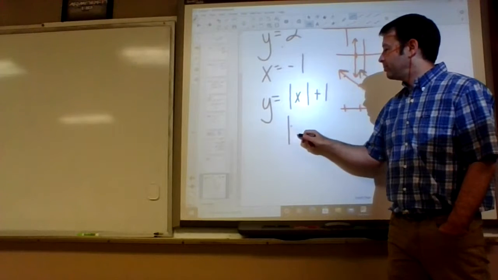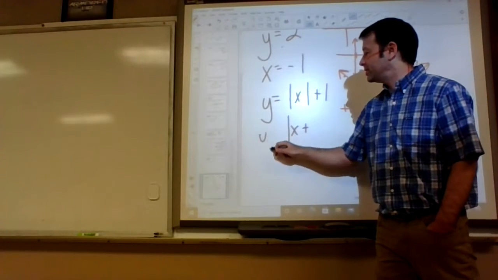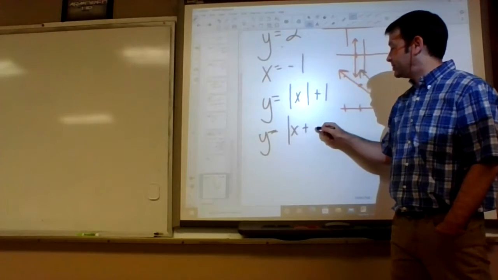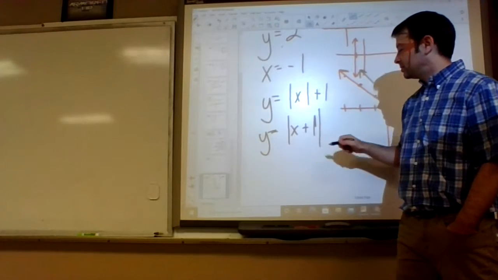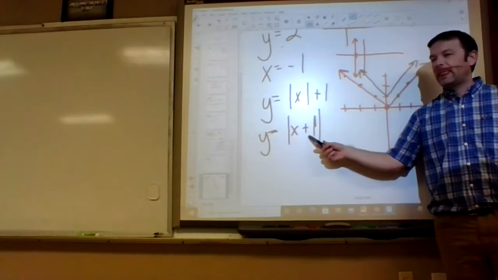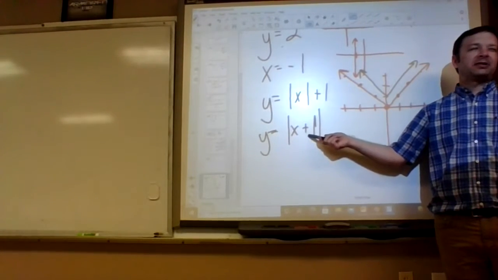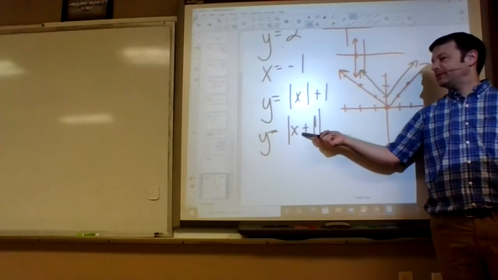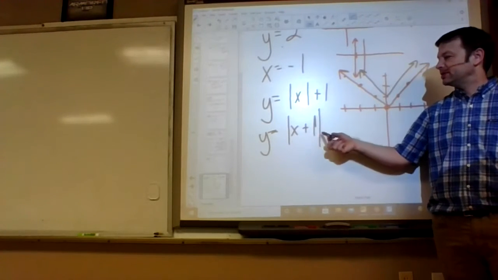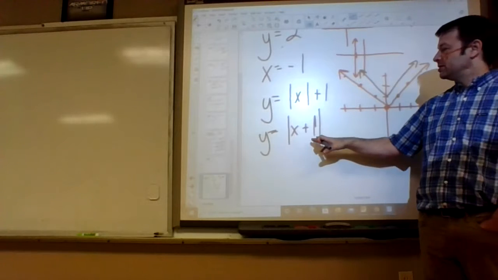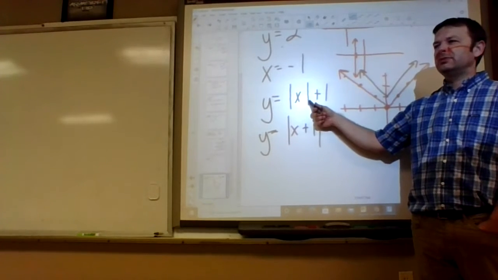So if you put a +1 up there, it would just go like this. It'd just be 1 higher. Okay, what if I put a +1 inside the absolute value? Then it goes just to the side. It goes to the right one. Okay, actually it does the opposite. It makes it go left 1.